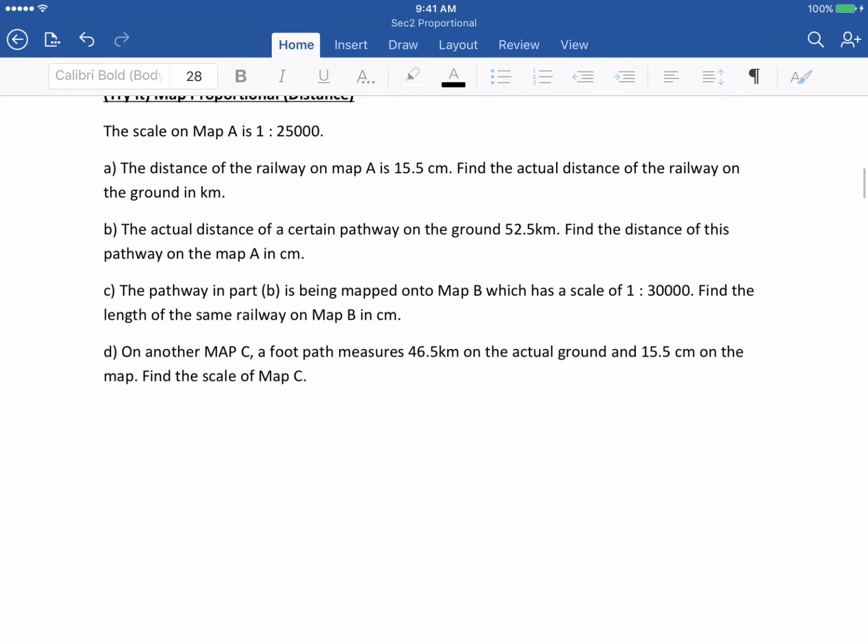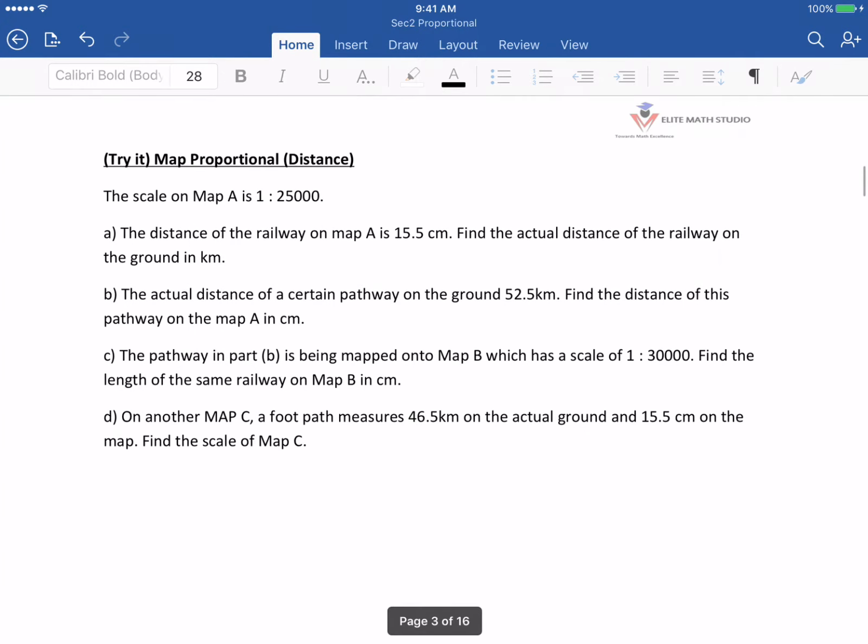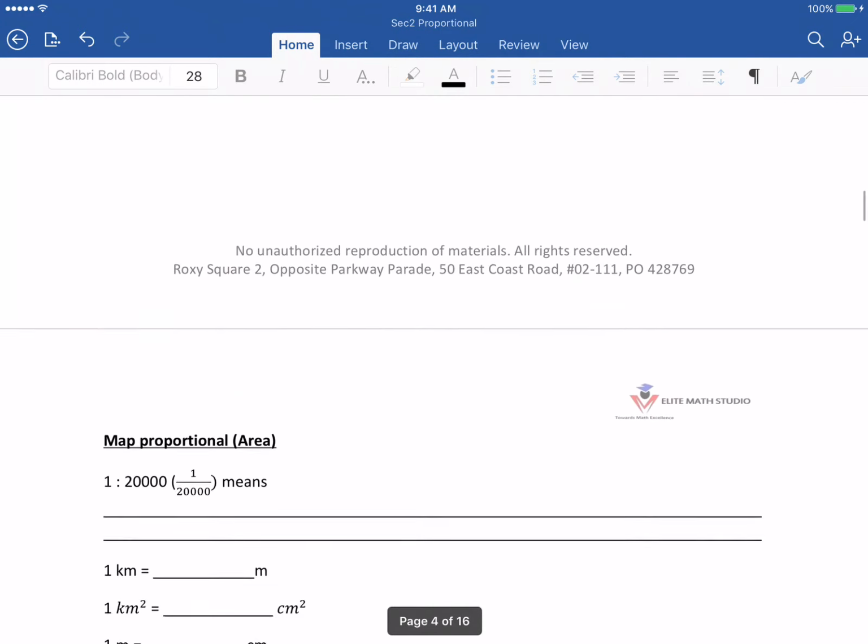Next question, I want you to give it a try yourself. How you're going to do it is the same thing as previously. Just look at the rules previously. Just remember that there can be 2 maps, 3 maps, or maybe 10 maps. The actual distance and the actual area will not change. I will expect you to try this yourself.